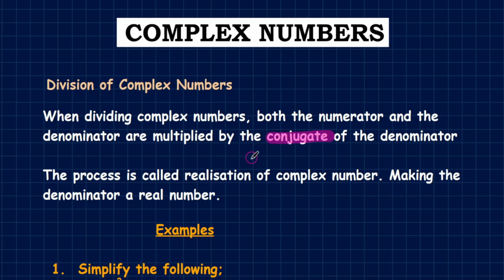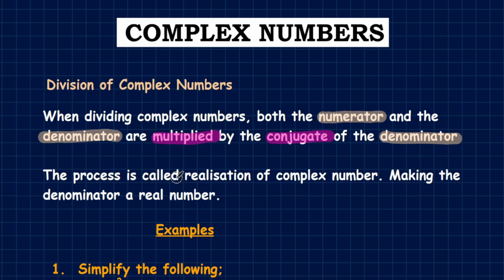Without further ado, let's dive in. We have a small introductory note that says when dividing complex numbers, mark these two words, both the numerator and the denominator are multiplied. We have to multiply by the conjugate of the denominator. We already talked about the conjugate, so the denominator is the key factor here, meaning we're going to see complex numbers being divided together.